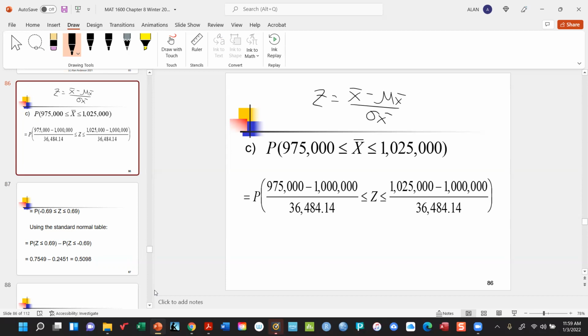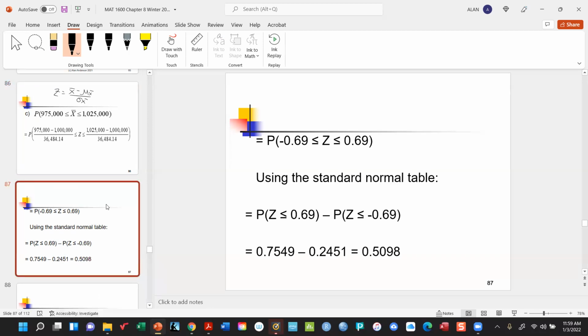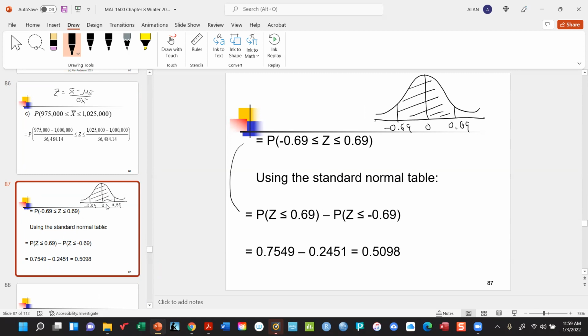All right, so here's what it looks like. That means it's the same thing as z being between plus and minus 0.69. Now, since that's an in-between probability, we'll have to subtract one from the other, as we've done so many times. So we rewrite this as the probability that z is less than or equal to 0.69 minus the probability that it's less than or equal to minus 0.69. And of course, we can look those both directly up in the tables. Let's go ahead and do that right now.